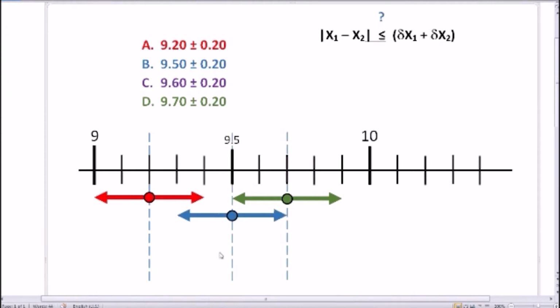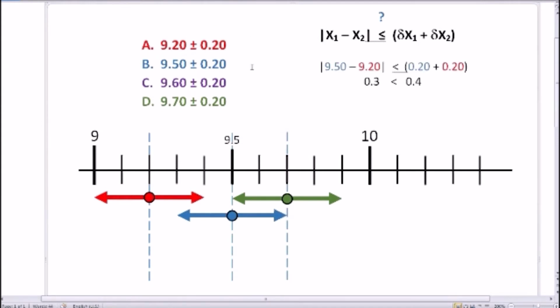Up to now, we've just been eyeballing it and saying, okay, do these arrows touch each other or overlap? You can do all of this mathematically. The fastest way to check whether two values agree within their limits of uncertainty is to see whether they satisfy this inequality or not. What this equation means is you take the difference between the two numbers, and you see whether that is smaller than or equal to the sum of their uncertainties.